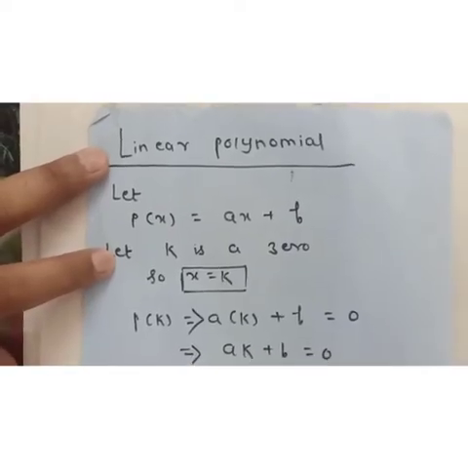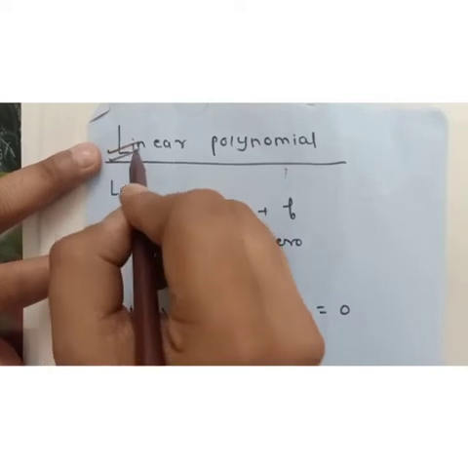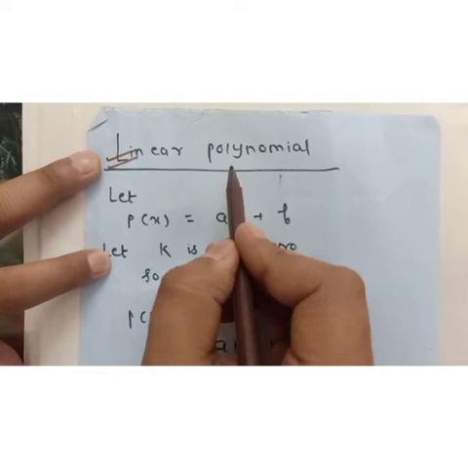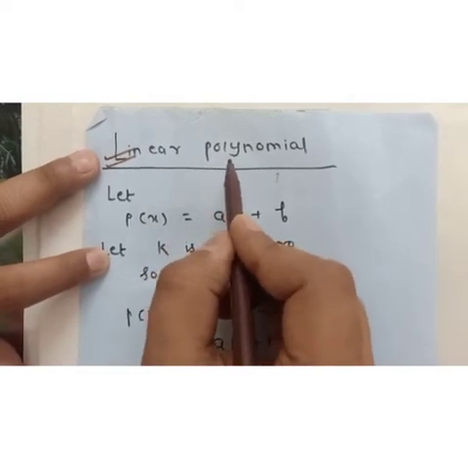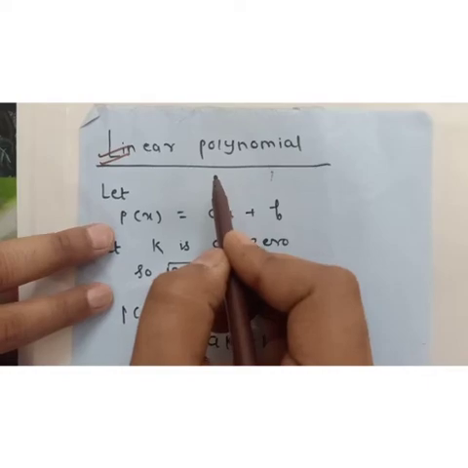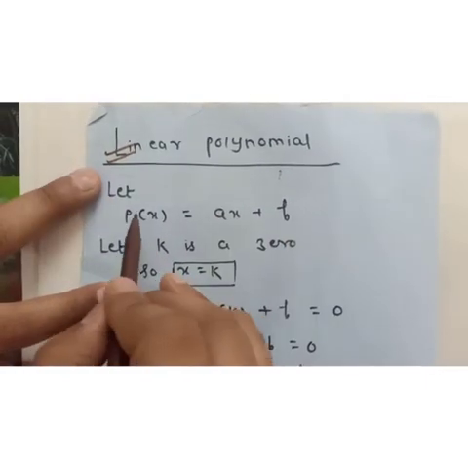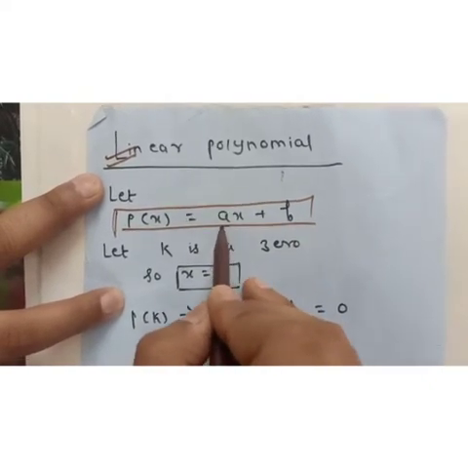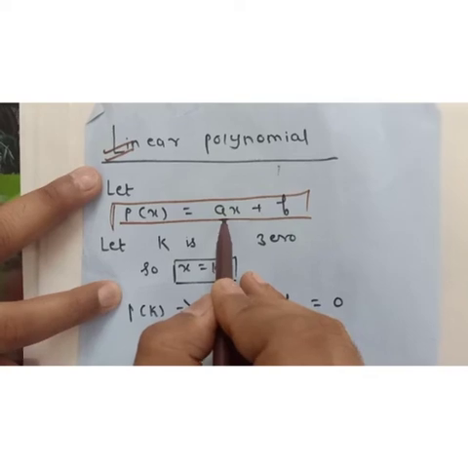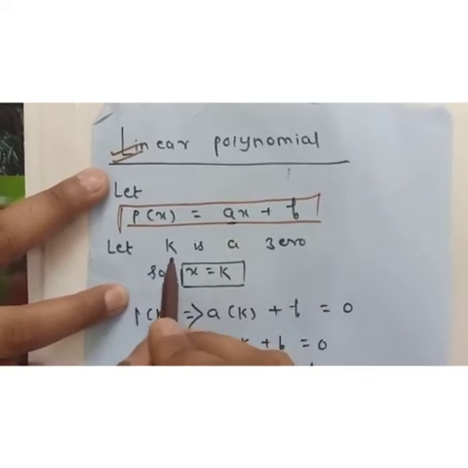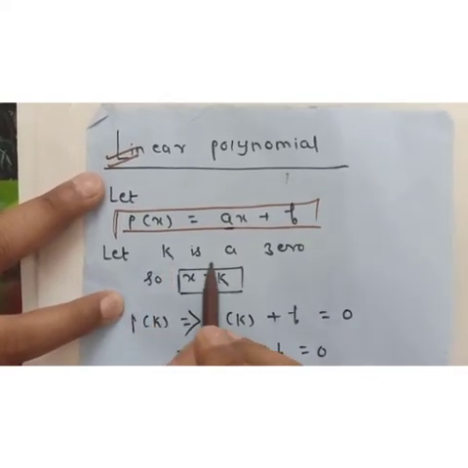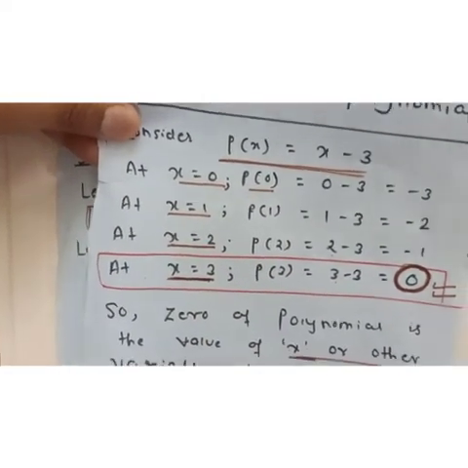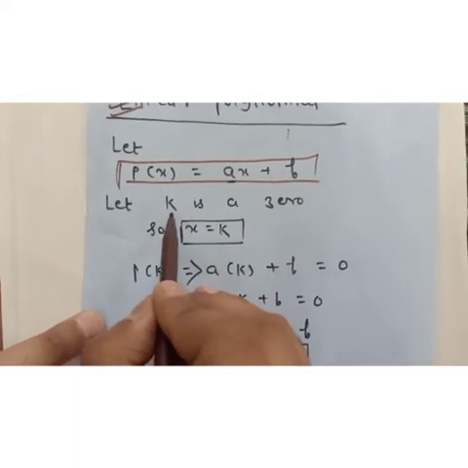So we will study the linear polynomial. We have already discussed the types of polynomials based on the degree: linear polynomial, quadratic polynomial, cubic polynomial. We have already discussed the general form of the polynomials. So this is the general form of a linear polynomial, p of x equals ax plus b, where a should not be equal to 0. Now we have to find the generalized form of a zero, right? So let's take x equals k. We have to assume that k is a zero. Like in this example, we took x equals 3, and 3 is a zero of the polynomial. But now in the general form, we can consider that k is a zero.